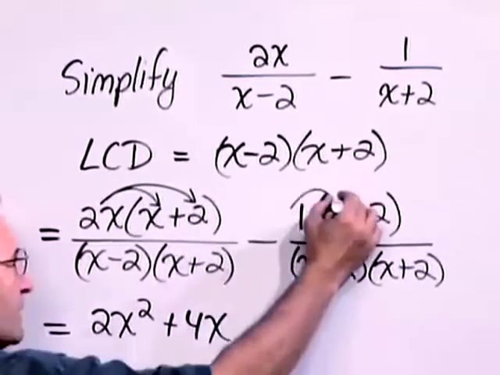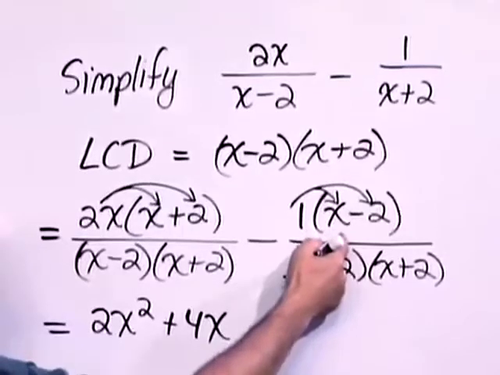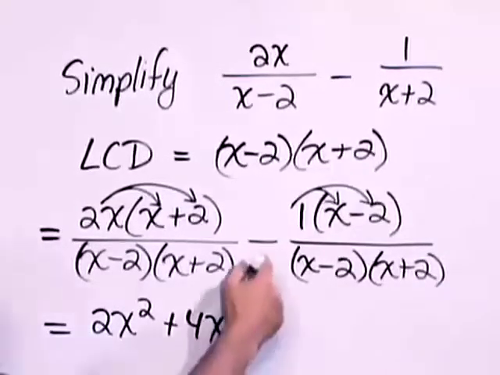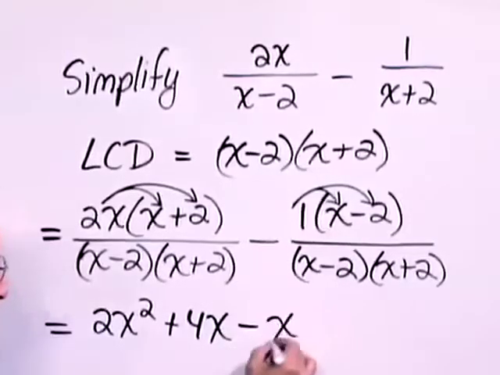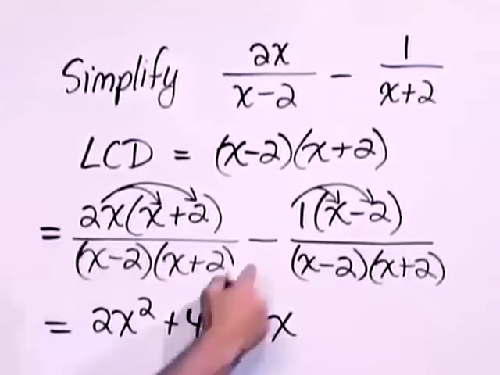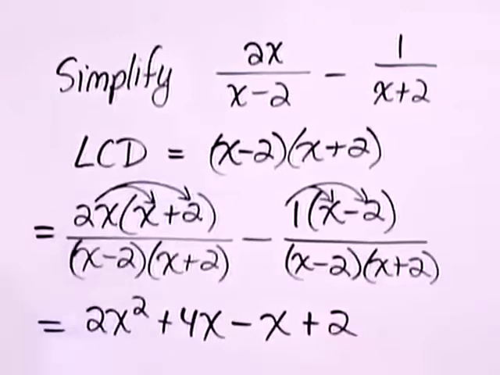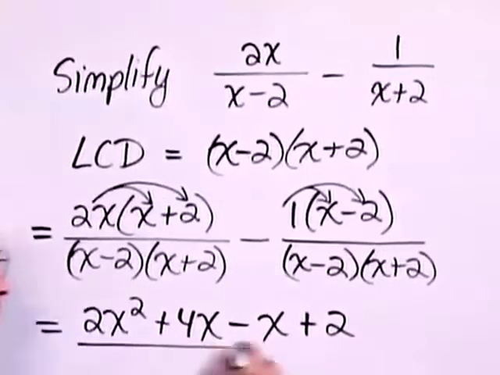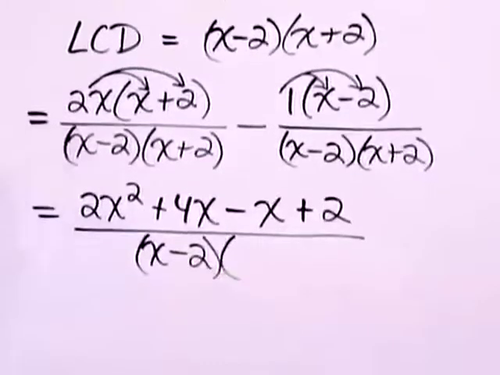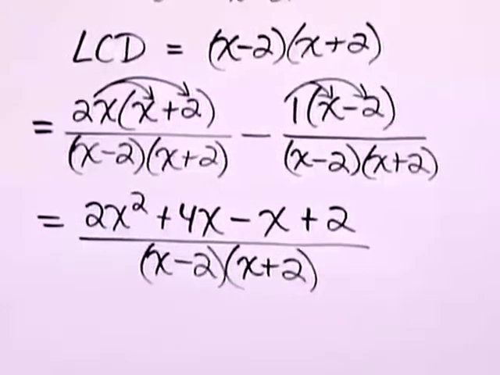And if we first distribute the 1, 1 times x is x, 1 times 2 is 2. So we are subtracting x, so that's minus x, and we are subtracting negative 2. And when we subtract a negative, that's the same as adding a positive. And that numerator is over the LCD, which is the quantity x minus 2 times the quantity x plus 2.